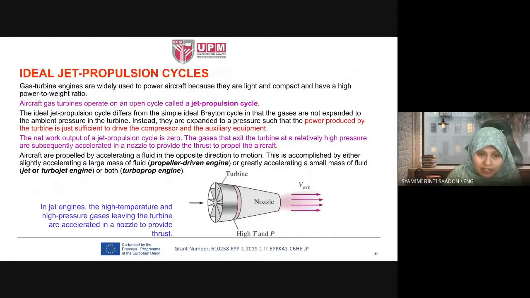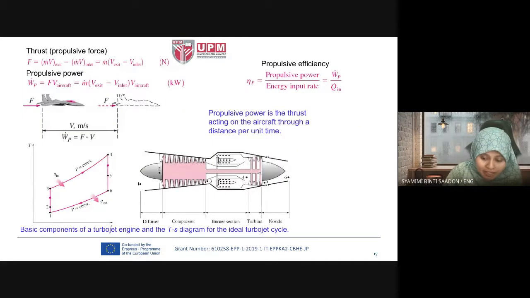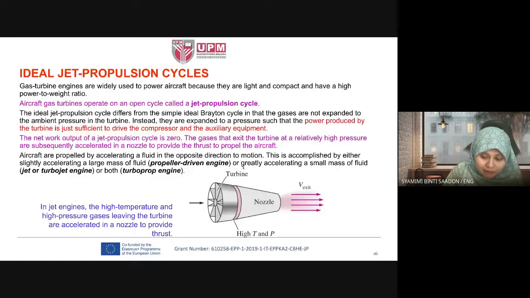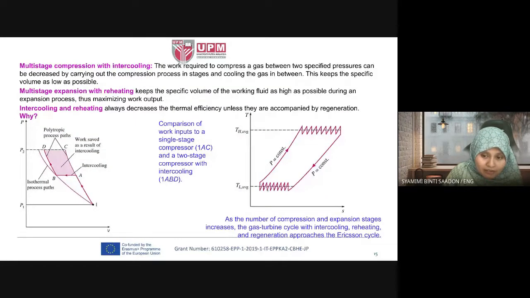Okay, now we look at the ideal jet propulsion cycle. So the aircraft gas turbine cycle operates on an open cycle. This jet propulsion cycle differs slightly from the simple ideal Brayton cycle because the gas is not expanded to the ambient pressure in the turbine. Because for the ideal Brayton cycle just now, the cycle is a closed cycle, with the process from 4 back to 1 in the condenser.